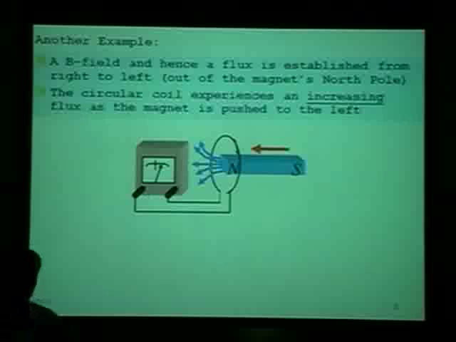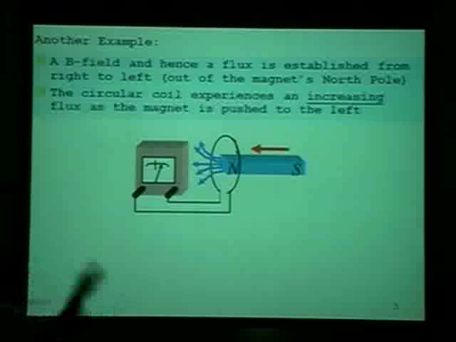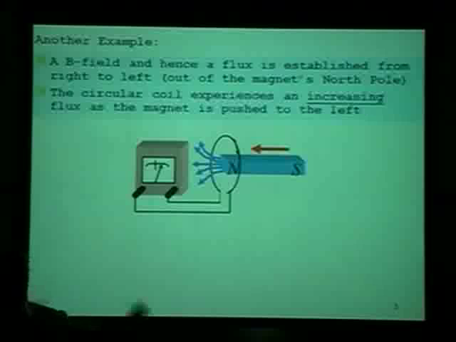But only when I'm moving the magnet. When I stop moving the magnet at any point, there's no deflection. Push the magnet in, there's a deflection. If I pull the magnet out, there's a deflection. Only when I'm moving the magnet. Interesting.